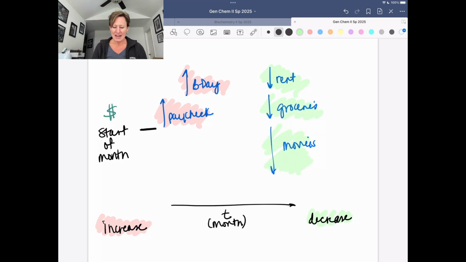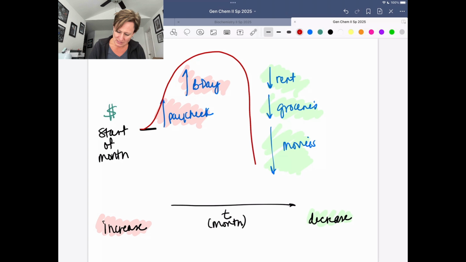Okay. Now, if we were to look at a movie of how our bank account changes over time, what we're going to see is we're going to be increasing and then eventually decreasing. Okay. Such that at the end of the month, we're going to end up here. Okay. So this is going to be the start of the month. This is going to be the end of the month.